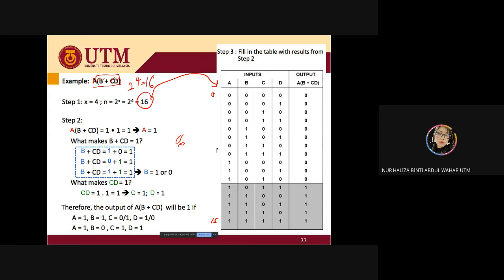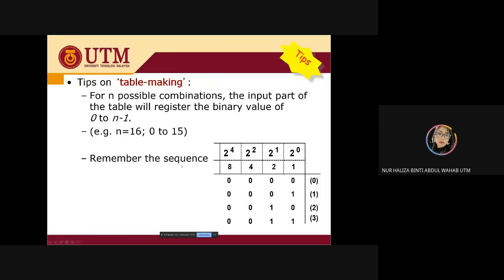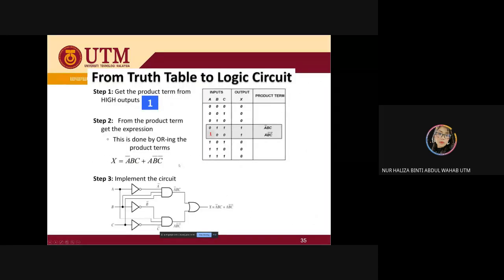I still remember that for your test 2 or final exam, there are sometimes up to 5 inputs. So you need to know how to draw if, let's say, it is 4 inputs and 5 inputs. And you also need to know how to convert from this truth table to the logic circuit, and from logic circuit to truth table.